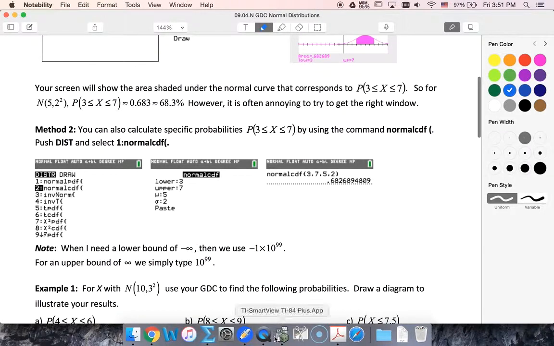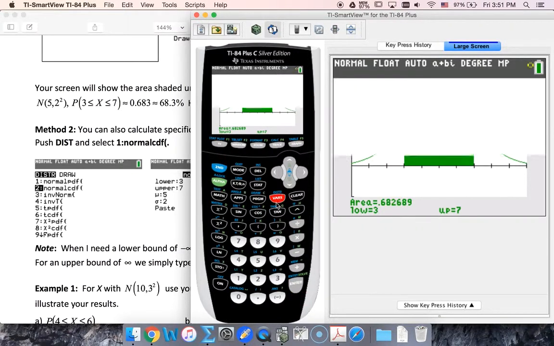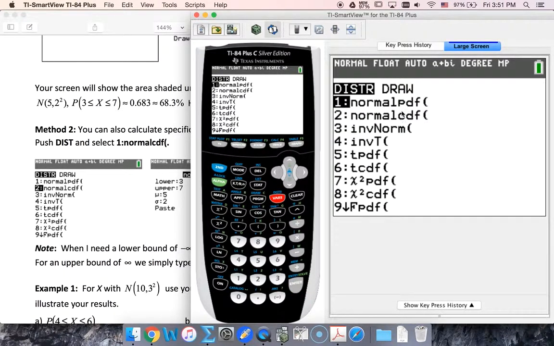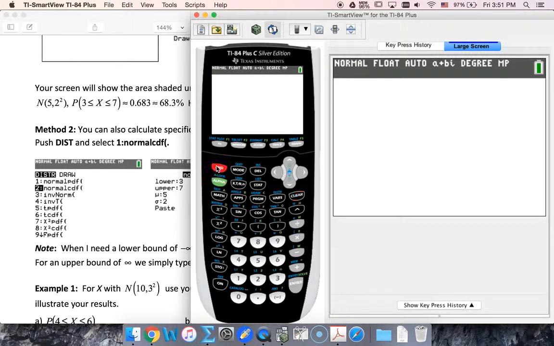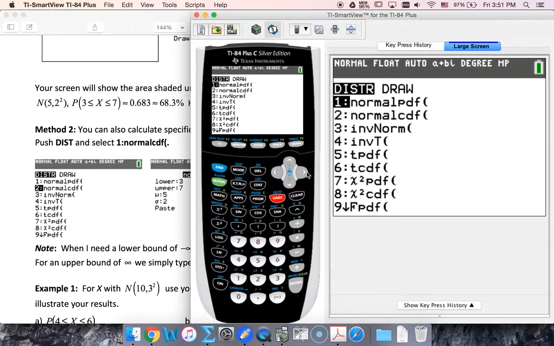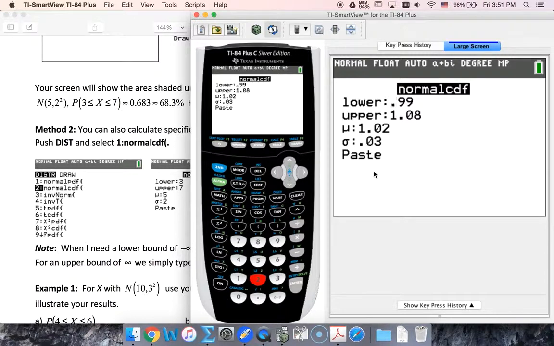The way that we do that is I go back into my distributions, and now I do norm CDF. Sometimes I don't know why it'll do this. It gives you this command. It doesn't give us all our nice inputs, so I'm going to clear everything out and just do that again. So distribution, norm CDF, and now it gives me my inputs that I like to see.